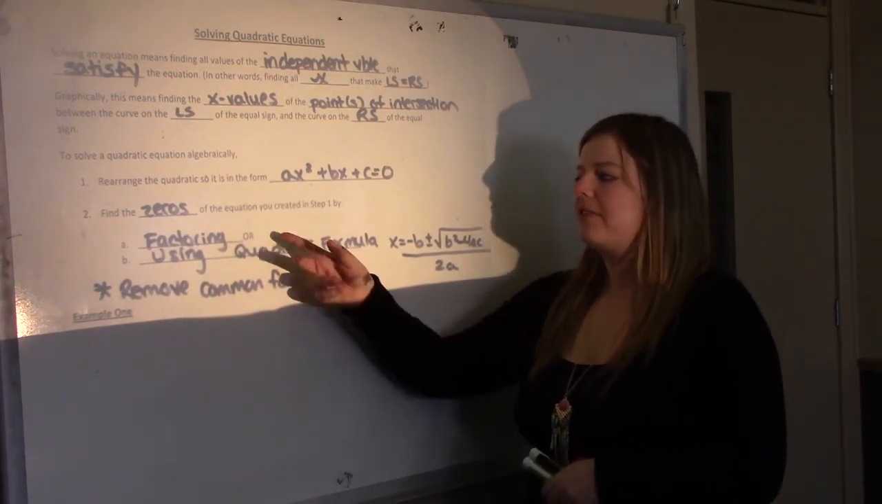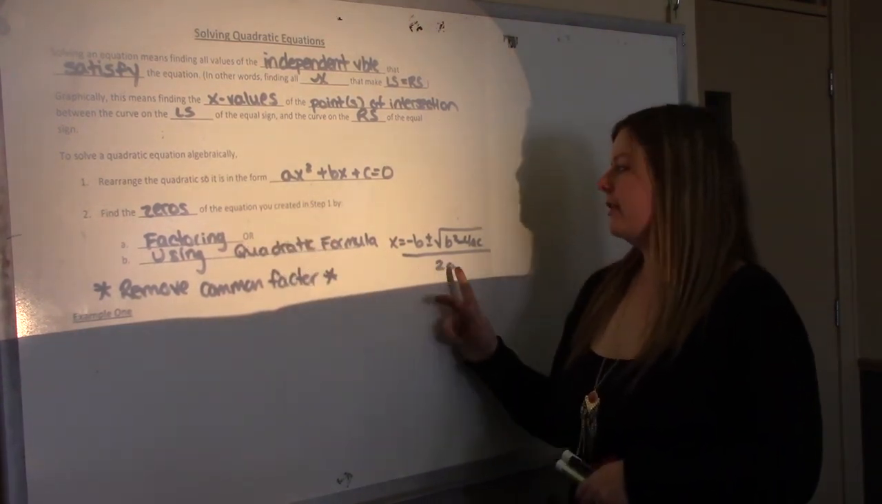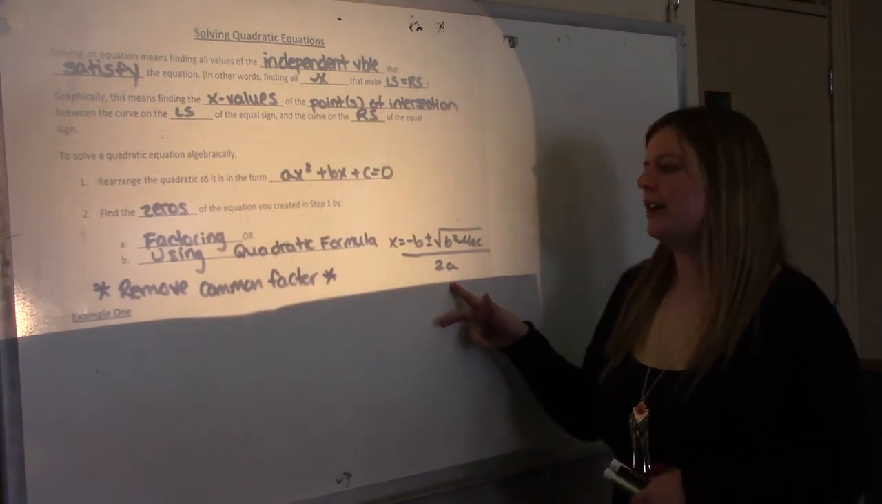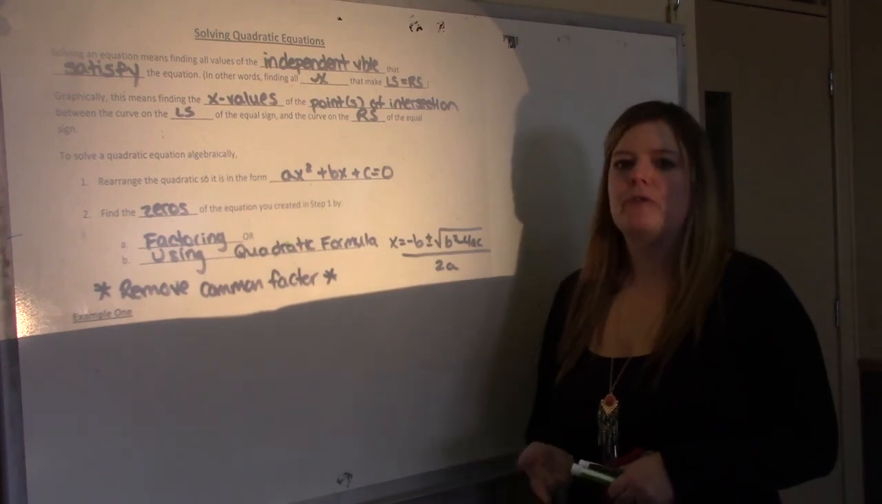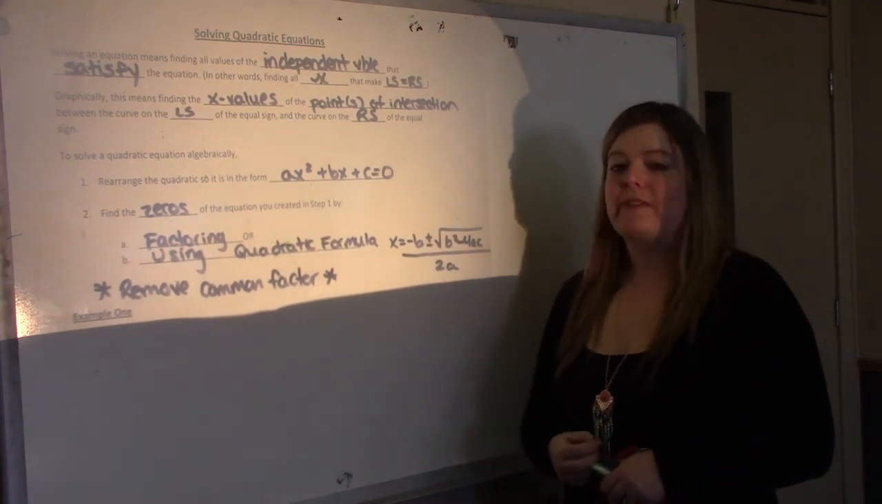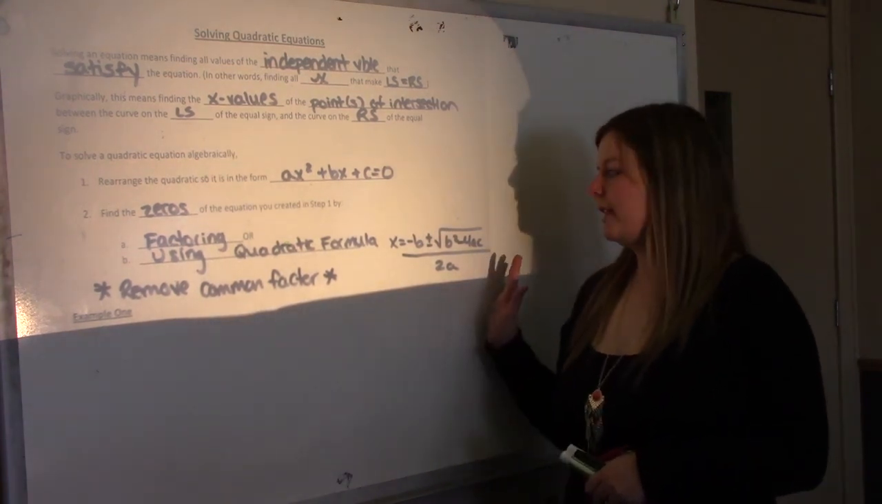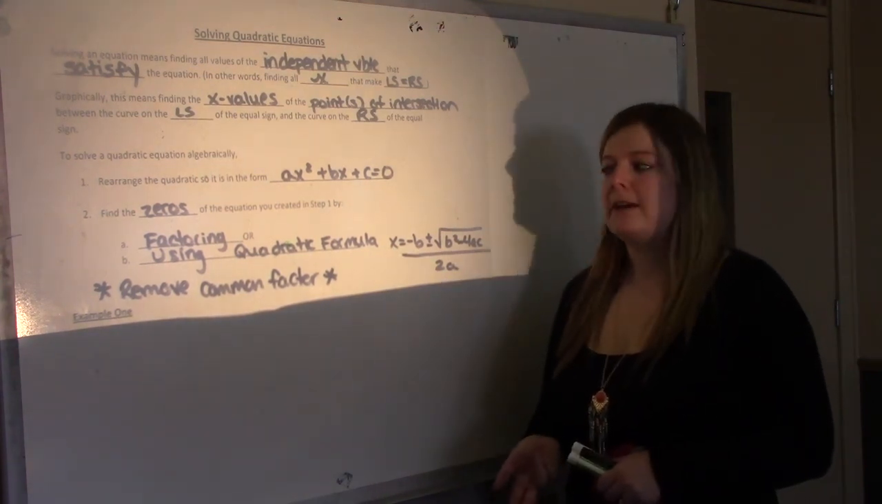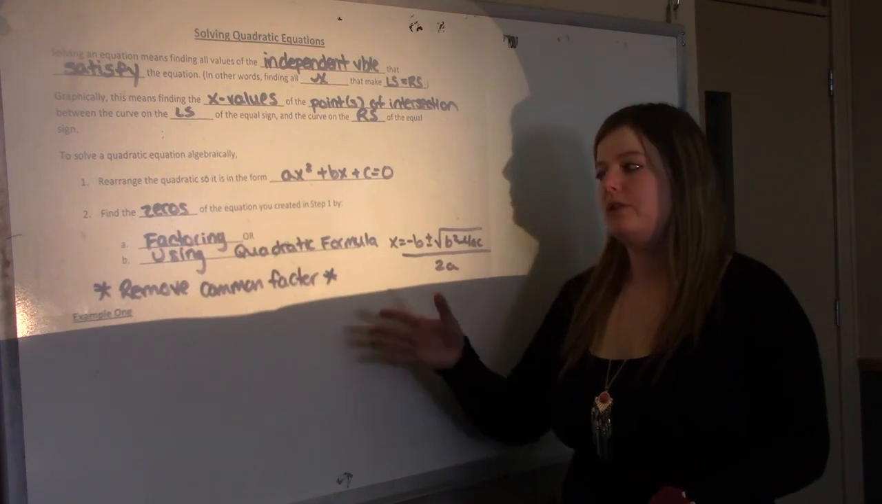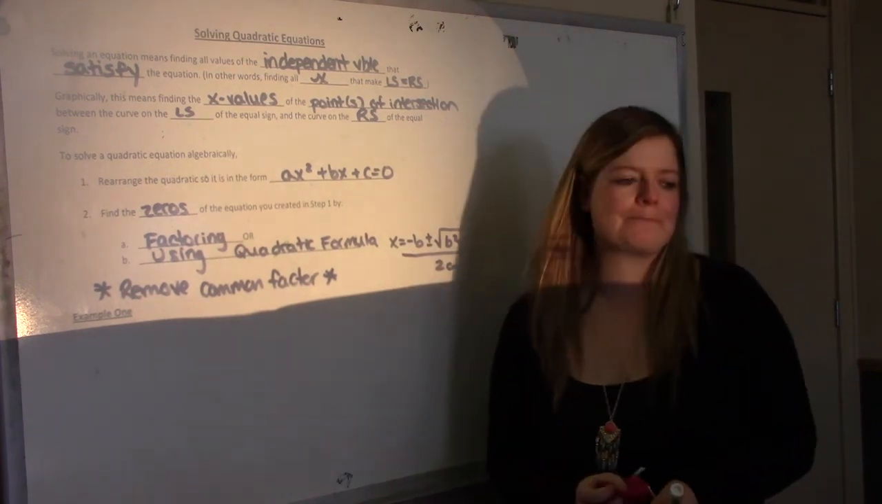And you do that either by factoring or by using our good friend, the quadratic formula, which you should have memorized. And remember, it's easier to do either of these things if you remove any possible common factors that there are. It just makes your life easier, even with the quadratic formula, because you're not using such big numbers. But if you don't do that, you're still able to do either of these things, okay?